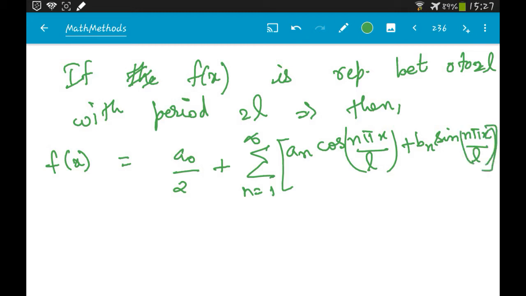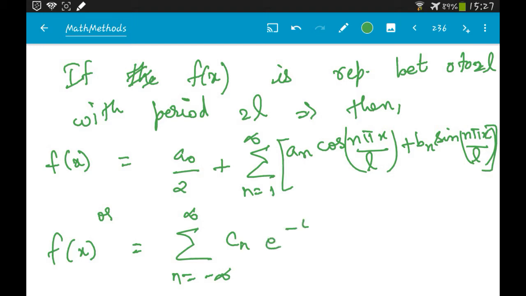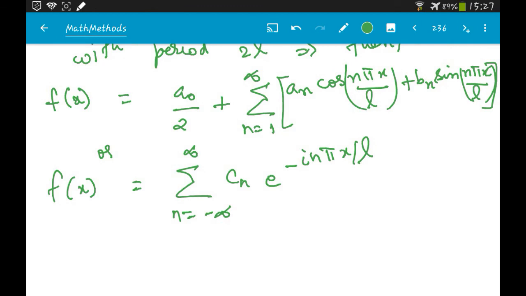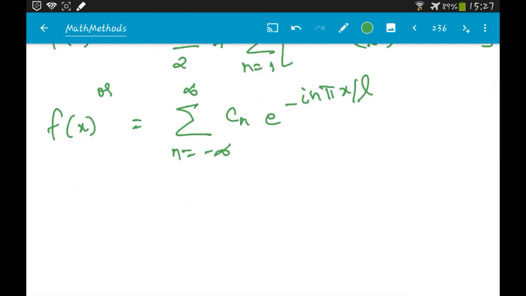or f of x will be summation Cn e power minus i n pi x by L. So this series will be the same. Only thing is that the formula will change a little bit. So instead of integration going from minus L to L, the integration will go from 0 to 2L.